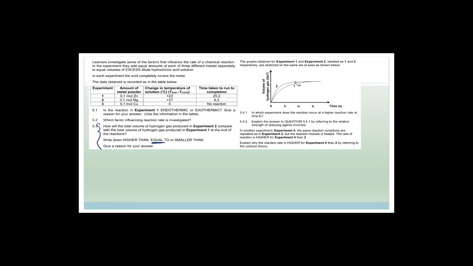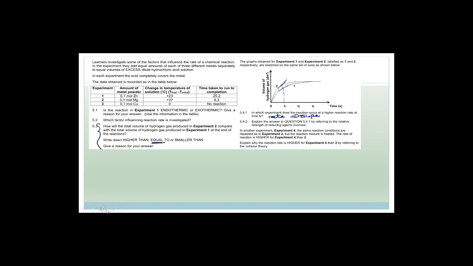But the correct answer is equal to, and why? Because of the excess hydrochloric acid, which is present in both. Now we've got the volume of hydrogen gas produced and the time. And we can see experiment 1 takes a little bit longer to reach completion than experiment 2. And it says, in which experiment does the reaction occur at a higher rate at time T1? At T1, we're looking at the slope. The rate of the reaction is looking at the slope. So if we look at this, do you see that this graph has got a slope that looks like this, whereas the T2 slope looks more like that?